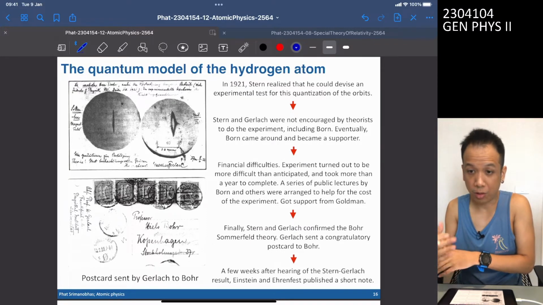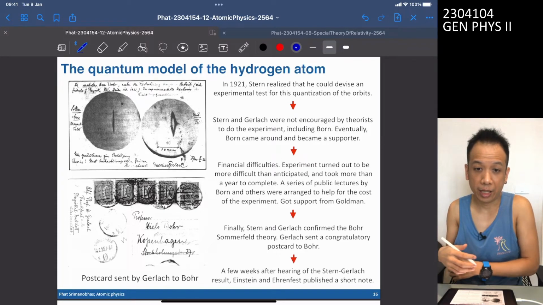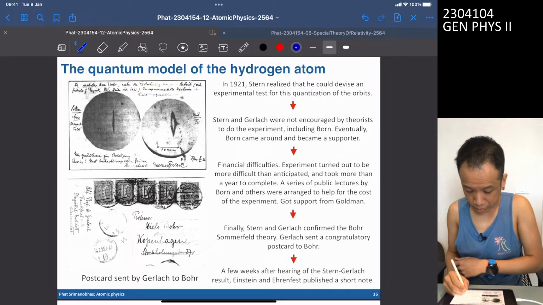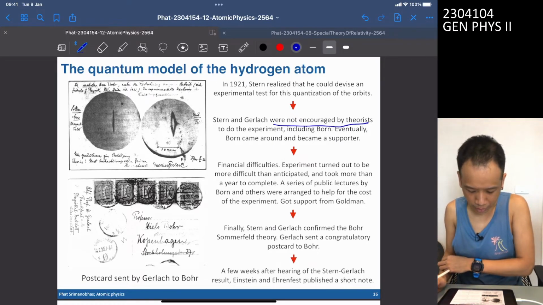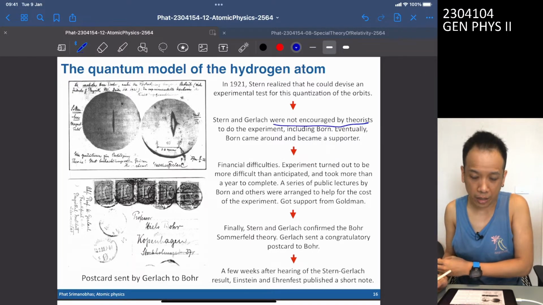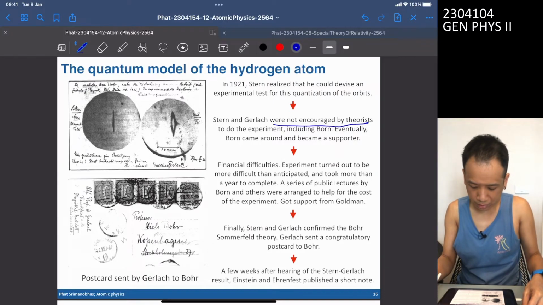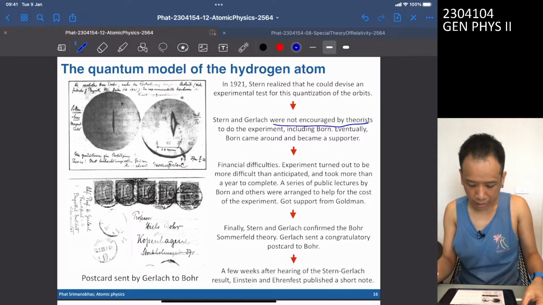So this is just the order of what happened. In 1921, Stern realized that he could do the experiments. Stern and Gerlach were not encouraged by the theorists. The theorists said, don't do it, including Born. After that, Born came around and became a supporter of the experiments. They were reaching financial difficulties. The experiment needed more time and more money to complete.